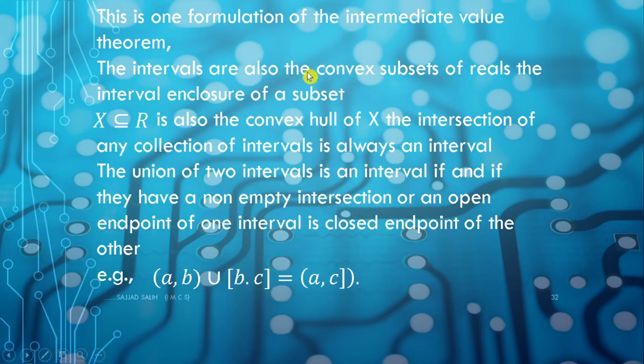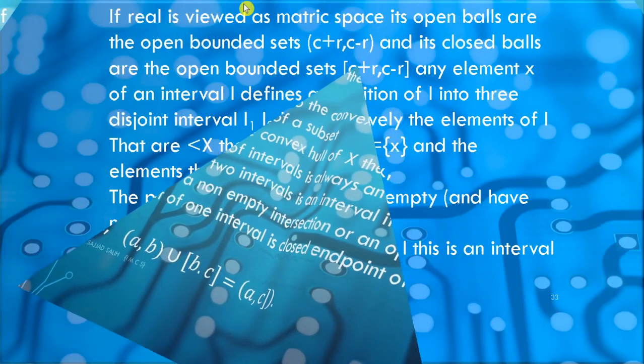The intervals are also the convex subsets of the reals. The interval enclosure of a subset X of the reals is also the convex hull of X. The intersection of any collection of intervals is always an interval. The union of two intervals is an interval if and only if they have a non-empty intersection, or an open endpoint of one interval is a closed endpoint of the other. Example: [a, b) union [b, c] is equal to [a, c]. Okay, this is a very important thing in the theory of intervals.